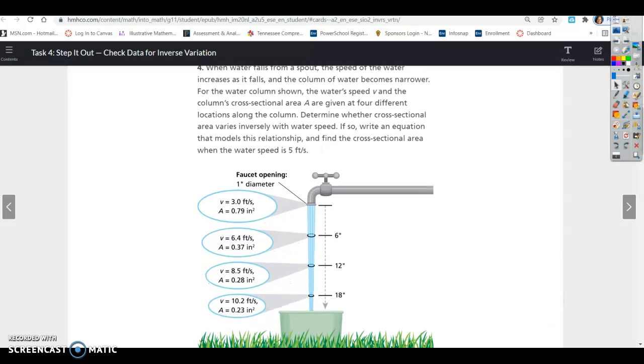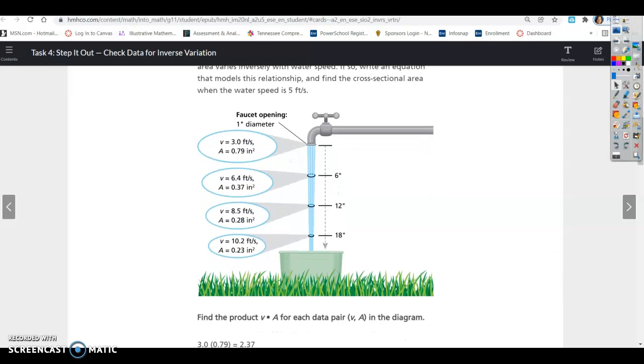Alright, so the first thing we're going to do is find out if it varies inversely. The faucet opening is 1 inch in diameter right here, and it shows that the speed or velocity is 3 feet per second, and the area of the cross section is 0.79 inches squared. That's at the top, and then it shows you 3 more as the water travels down to this pan here.